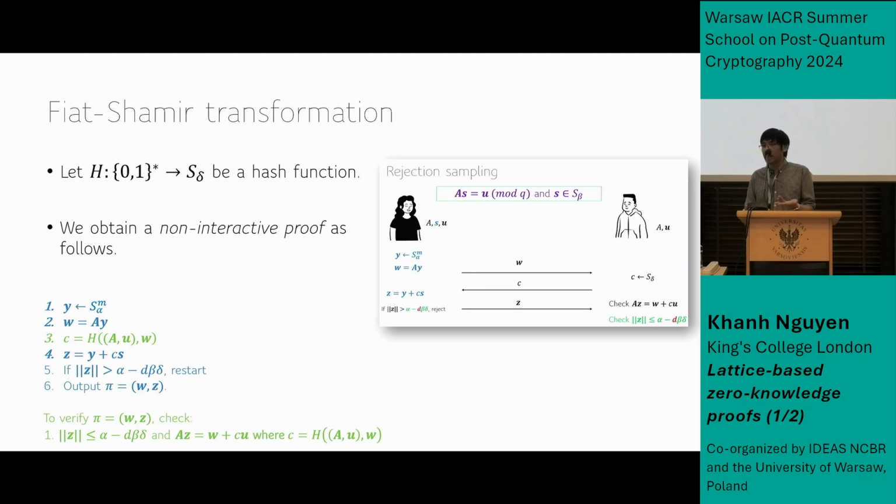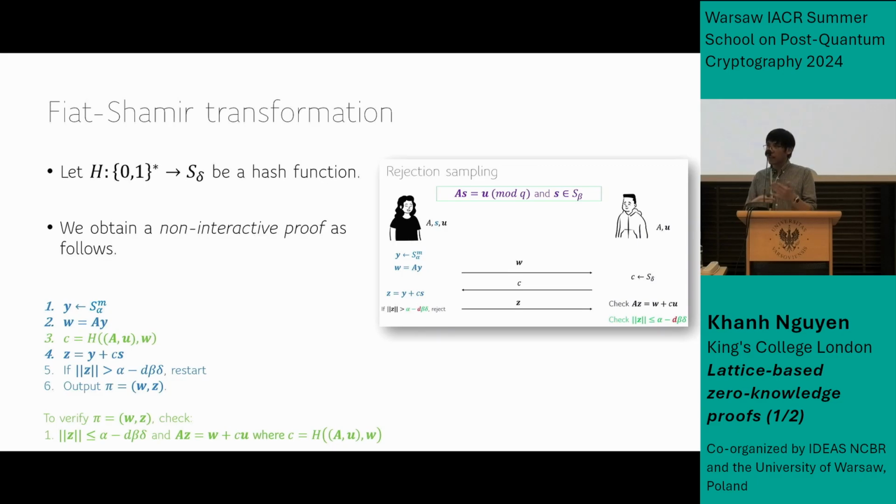Okay, so why not C inside the proof? Because the verifier can compute C themselves. So it can compute C equal to the hash of all these things, and then just checks the verification equations as before.